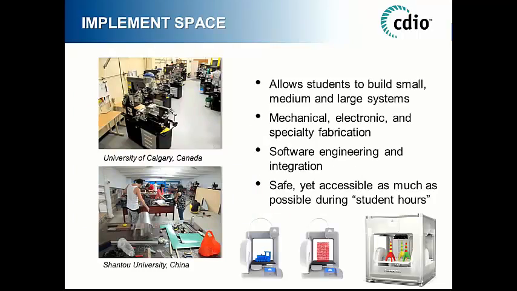Implement space. So this is the space where after students have their design, they go and they build something. And so it could be as dirty as a workshop, as we have a picture up here taken at Calgary. We have a lab where students go in and they learn how to use the milling machine and the lathe. So if they're doing metal work, they could go back in there. We also have CNC machines. They would have access to those.